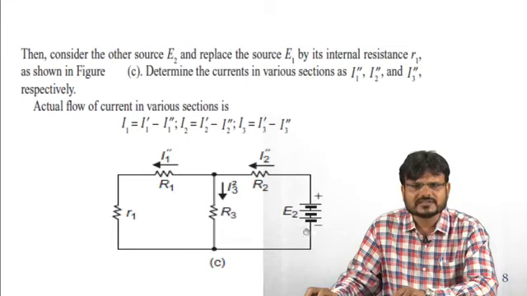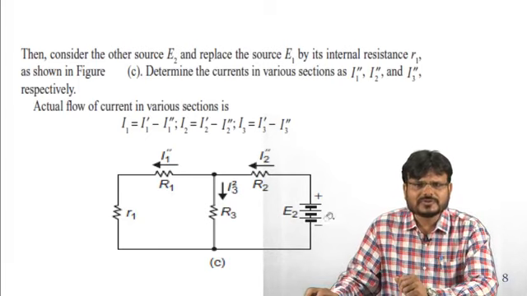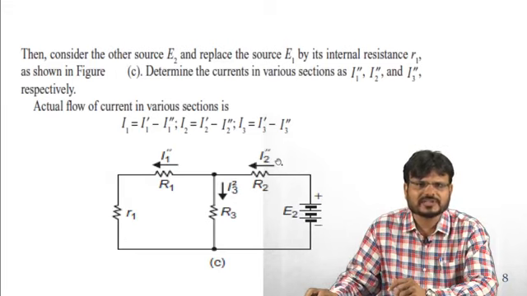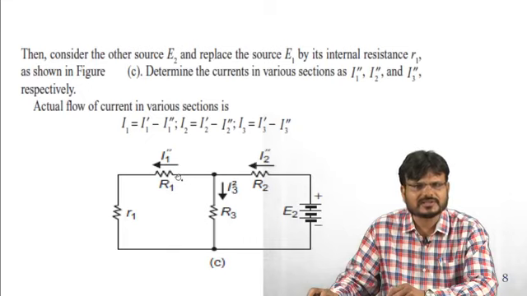Here you can see this E2 source has been considered, and the other source, E1, is replaced by its internal resistance, which is resistance R1. Now, because you are considering this voltage source E2, you have to find the current flowing through all the branches. The current in the branch having resistance R2 will be termed I2 double dash, this current can be termed I1 double dash, and this current can be termed I3 double dash.